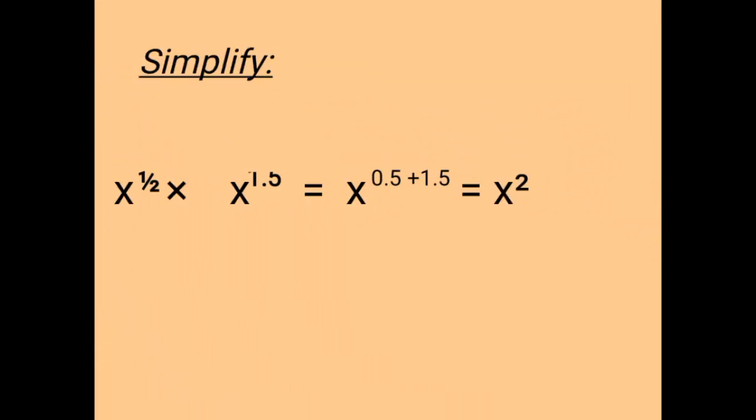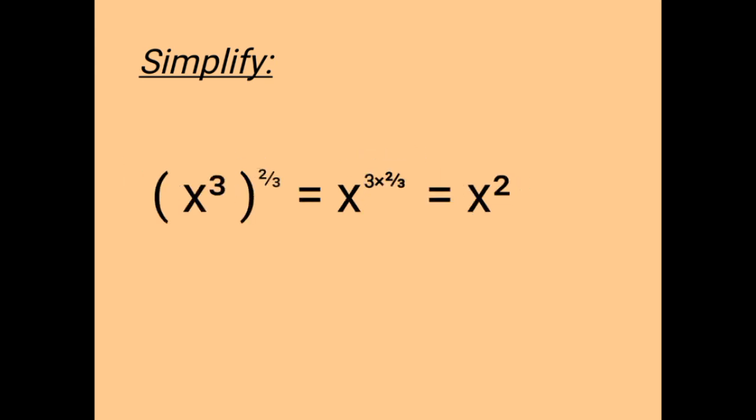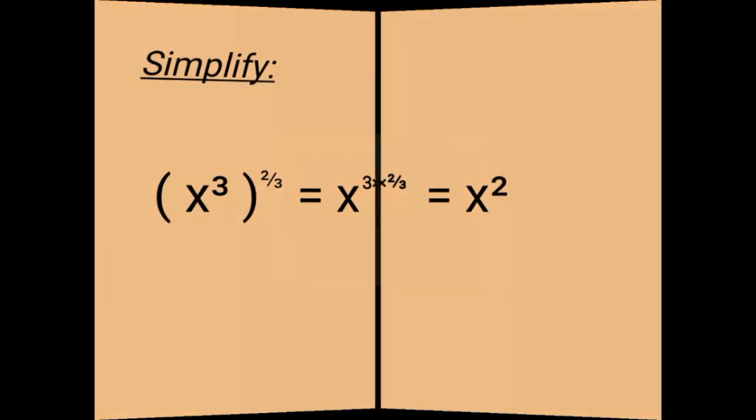X to the power 1 over 2 times x to the power 1.5. As it is a multiplication, you can add the two indices together. So x to the power 1 over 2 times x to the power 1.5 equals x to the power 2. X to the power 3, all to the power 2 over 3. Here multiplying the two indices gives us x to the power 2.